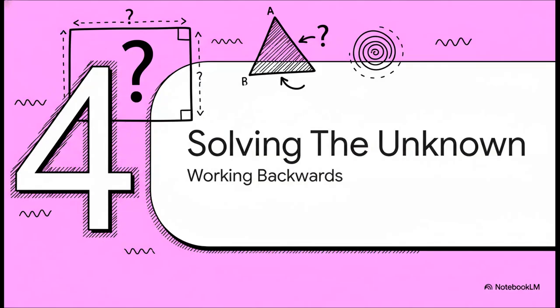All right, so you've learned how to find the perimeter. But now, let's flip the script. What happens if you already know the total perimeter, but you're missing the length of one of the sides? This is where you really start to think like a problem solver.